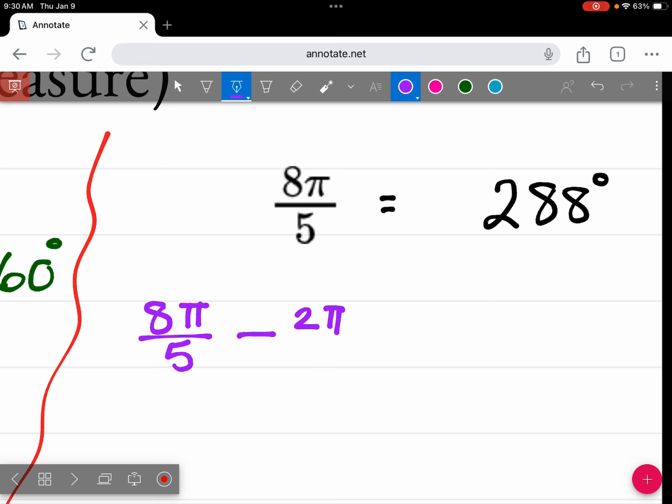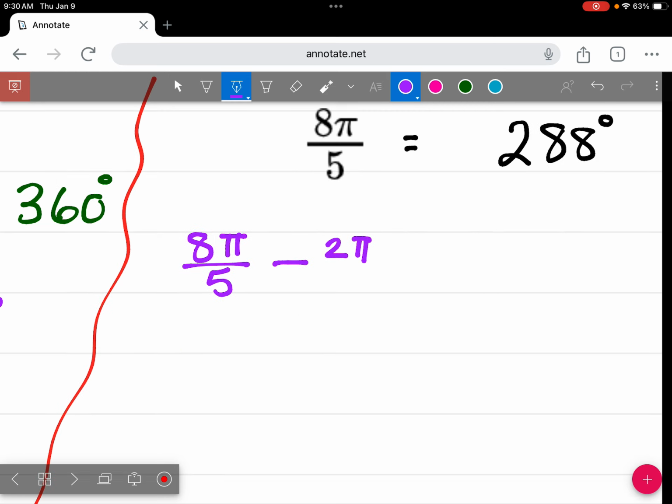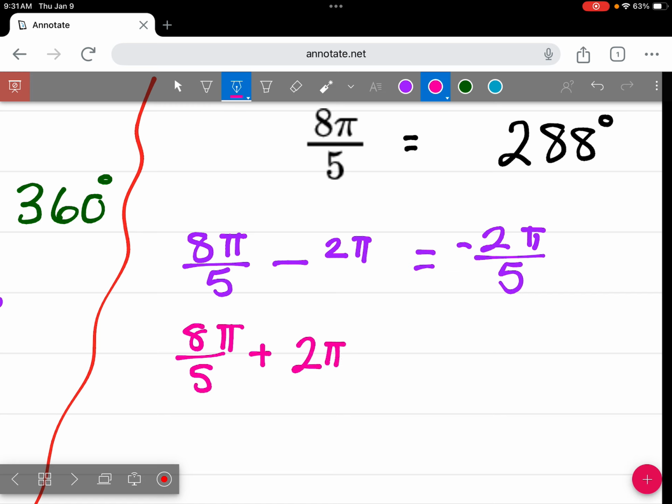Yeah, so if you don't type it in the calculator, we can do this by common denominator. So it would be 10 pi over 5, 8 pi minus 10 pi gives us negative 2 pi over 5. So that would be a negative coterminal angle. To get a positive coterminal angle, we're going to take our 8 pi over 5 and add our 2 pi. Go around the circle the other direction.